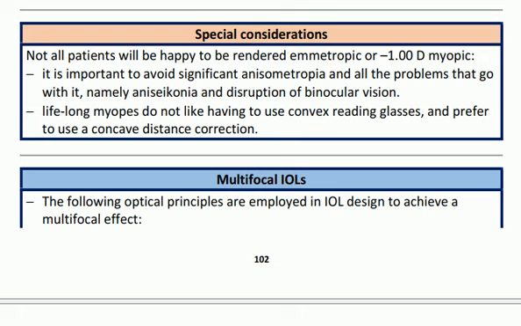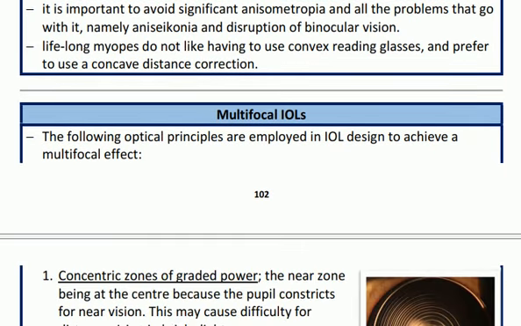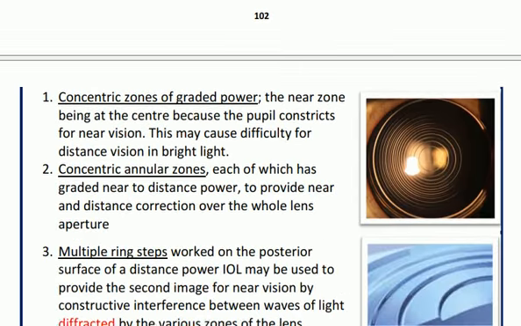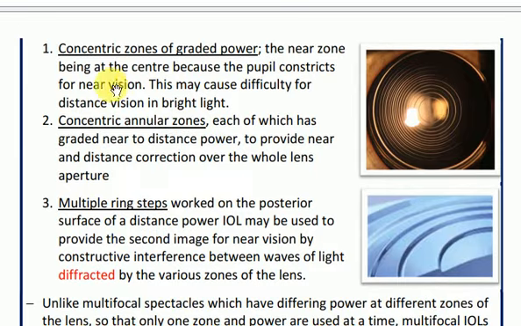Multifocal IOLs. The following optical principles are employed in IOL design to achieve a multifocal effect. Concentric zones of graded power: the near zone is at the center because of the pupil constriction for near vision. This may cause difficulty for distance vision in bright light. Concentric annular zones, each of which has graded near to distance power, provide near and distance correction over the whole lens aperture. Multiple ring steps worked on the posterior surface of a distance power IOL may be used to provide the second image for near vision by constructive interference between waves of light diffracted by various zones of the lens.